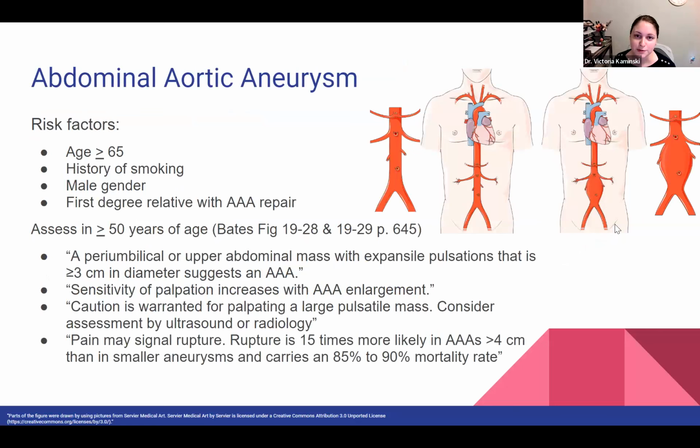So we see patients present with abdominal pain often, and being able to differentiate whether this is a very serious condition is very important. Your physical exam along with a history will help support if this is a can't miss diagnosis like an AAA. The risk factors for abdominal aortic aneurysm often involve age, a history of smoking, specifically more high risk in males, as well as first degree relatives with AAA. Then you want to make sure that you're assessing appropriately, and some information there, again, is all found in your Bates textbook, as well as a visual aid. On the left side, you can see a normal aorta, whereas an aneurysm is featured on the right.